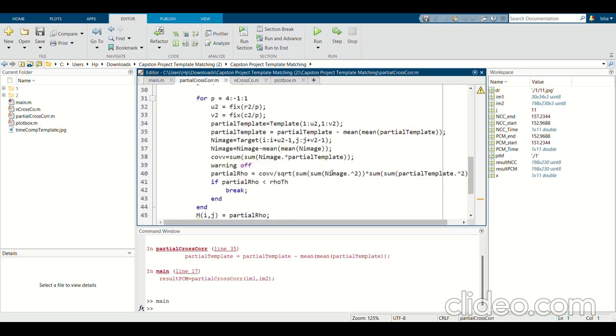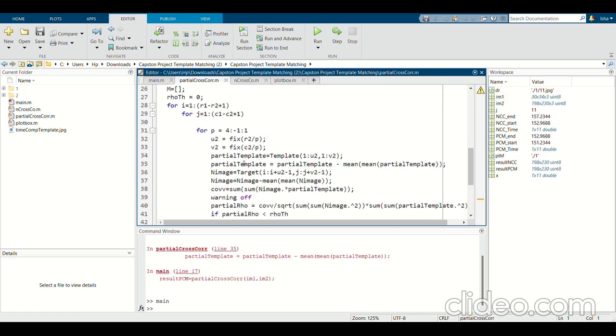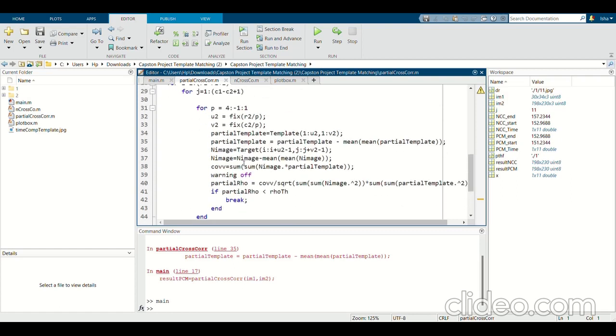I am subtracting the mean from both the target image and the template image, and doing the convolution operation the same as before. Now after that, for the partial row, that is the convolution, I have to obtain the maximum value of that and compare it with the row threshold. If it is less than the particular row threshold, then I have to break. There is no use of doing further normalized cross correlation operation, because it became a monotonic function for me, and if I do this operation further, there is no sense.